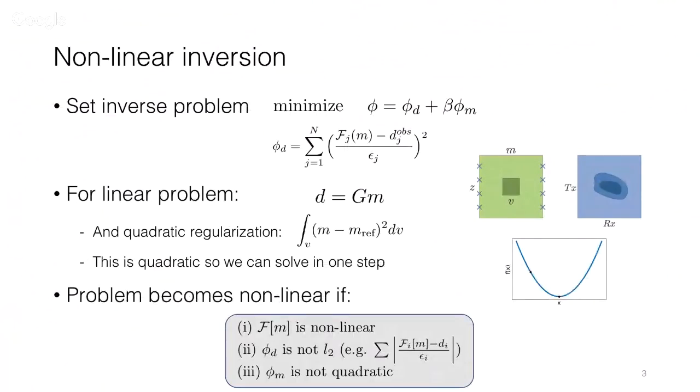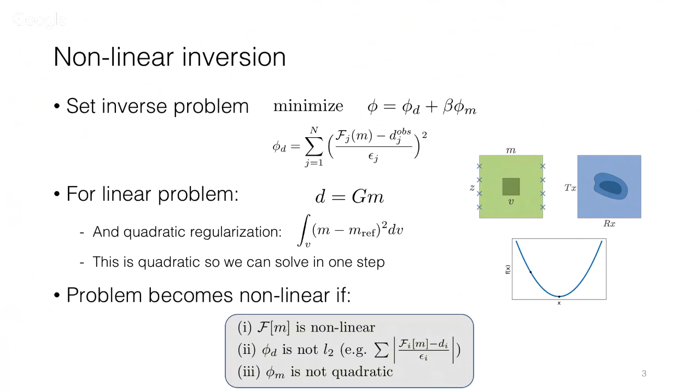So a nonlinear problem. We're still going to set it up in the same way. Here's a misfit. For the linear problem, we were able to write that d was equal to just some matrix G operating on m. We had our quadratic regularization, and we could just solve this in one step. We still had this parameter beta to deal with, but basically, we're able to solve it in one step.